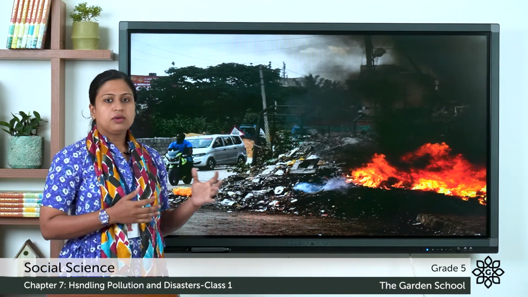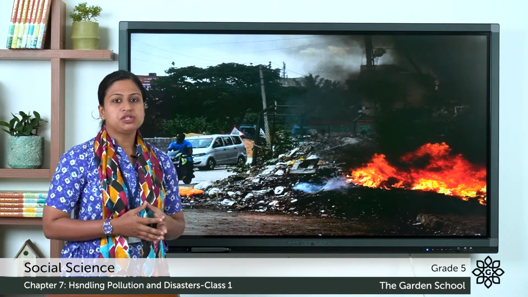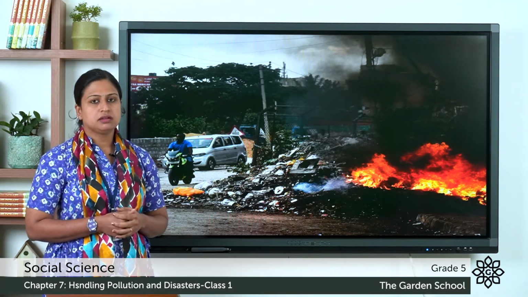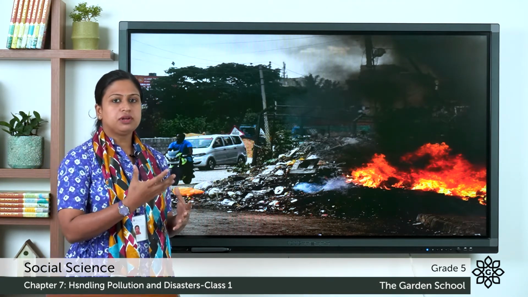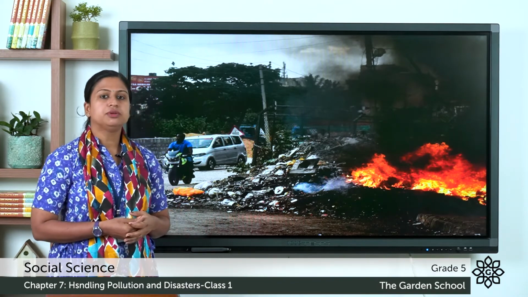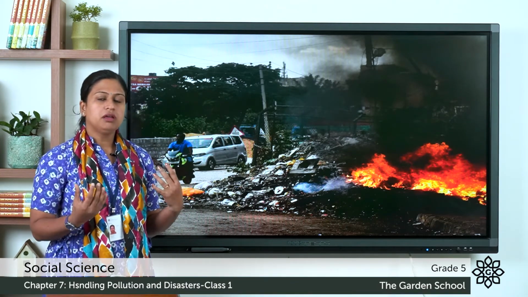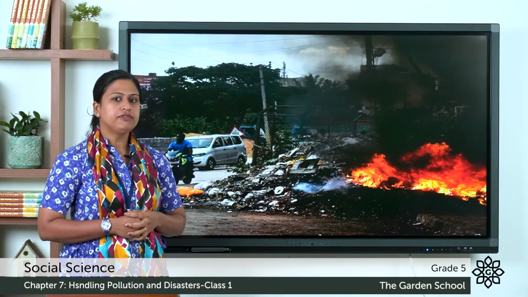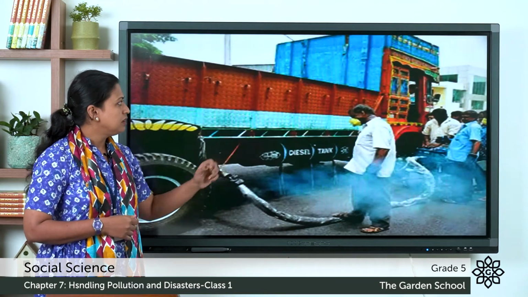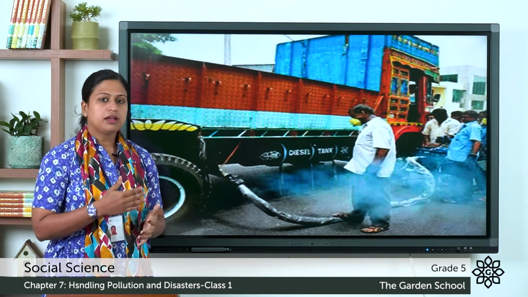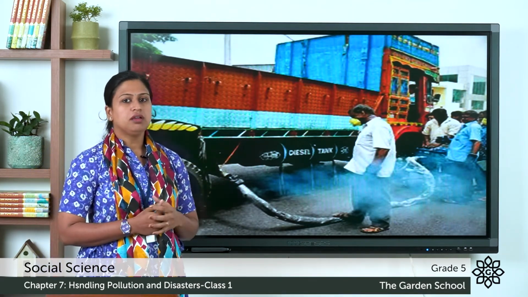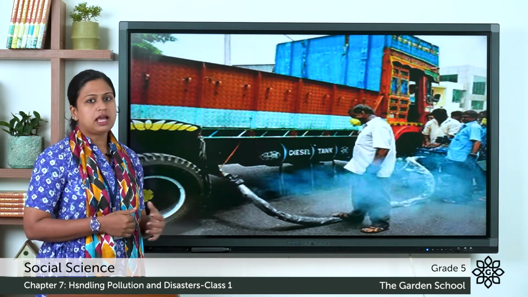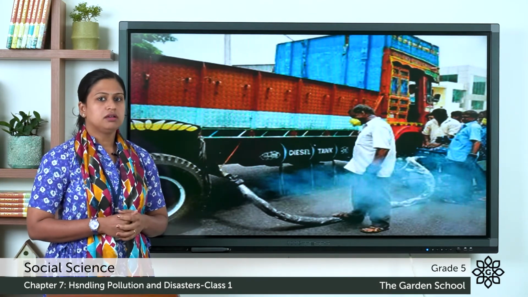Here you can see the burning of garbage and dry leaf. We should avoid doing this because if we do so, it releases toxic gases into the atmosphere and we breathe these air which will create different types of health problems. Next one is regular pollution test of the vehicles. It should be done at regular time to reduce the air pollution.